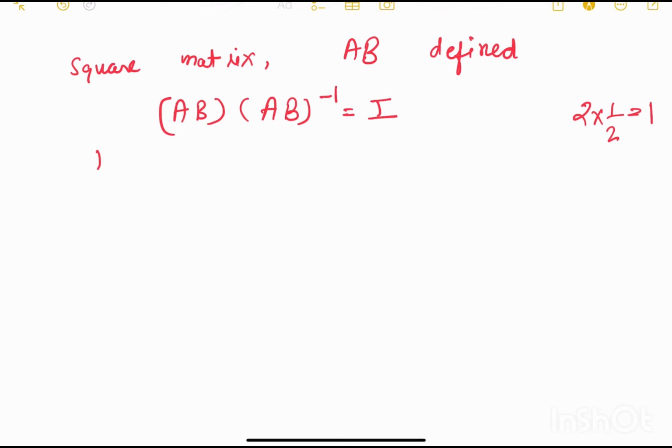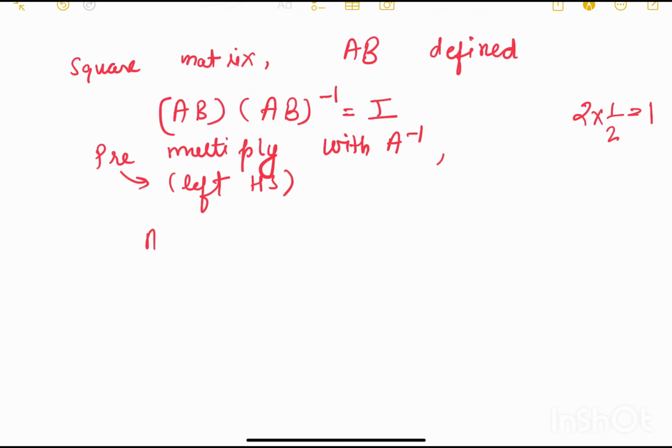Now just pre-multiply the above with A inverse. By pre-multiply, we mean we just multiply on the left hand side. On the left hand side, what will it give me? This is A inverse, this is my AB, this is my AB inverse, which is equal to A inverse identity.